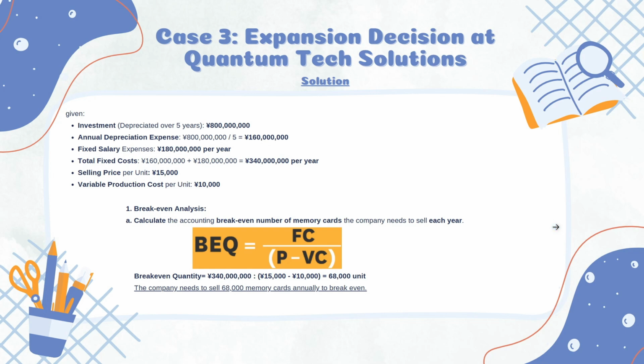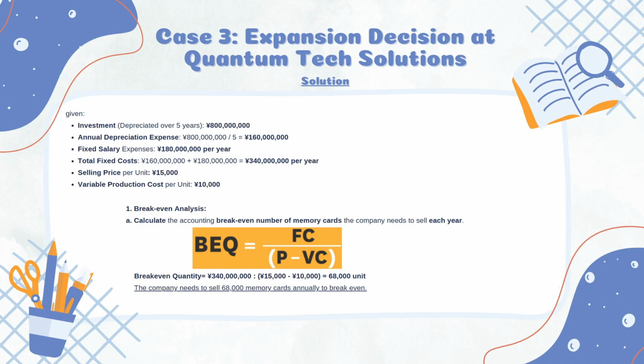The Quantum Tech Solution will invest 800 million yen over 5 years. And second, annual depreciation expense, so 800 million yen divided by 5 equals 160 million. Okay, number 3 is fixed salary expense, 180 million per year. Total fixed cost is 160 million plus 180 million per year, which equals 340 million per year.